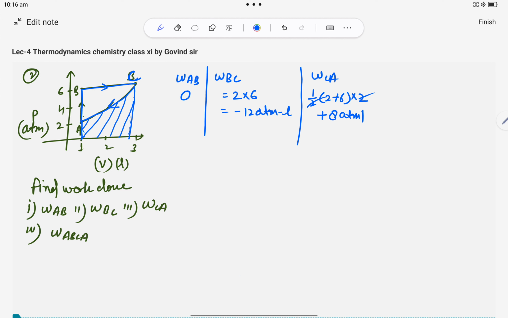So last, W A to B, A B C A. For cyclic work, you have to add all these works. 0 plus 8 minus 12. So I am again representing in proper way. It will be 0 plus minus 12, plus 8. So it will be minus 4 atm liter.